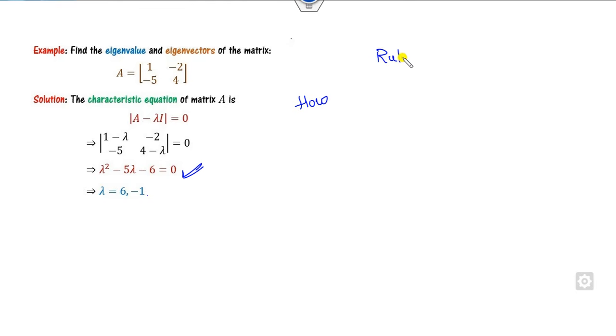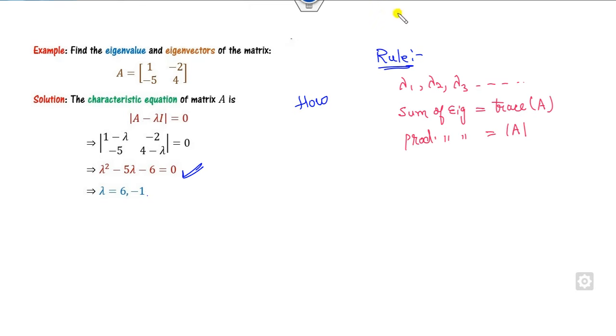So in the examination, you should always check the eigenvalues you have obtained. The sum of the eigenvalues is always the trace of the matrix. Second, the product of the eigenvalues is always the determinant of A. So look at that. What is the sum of this?